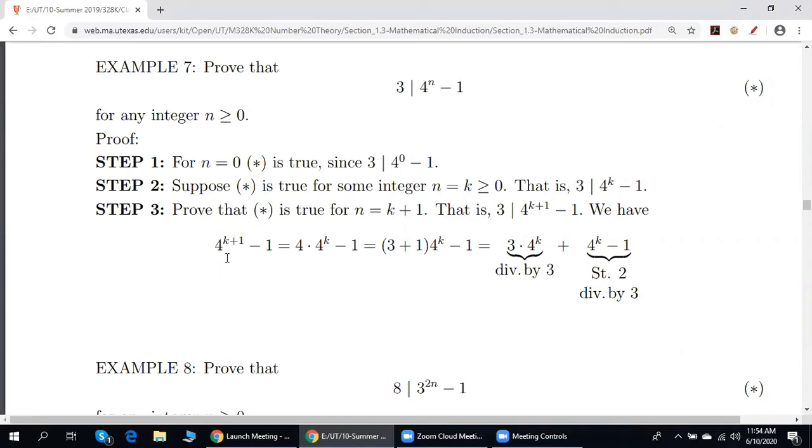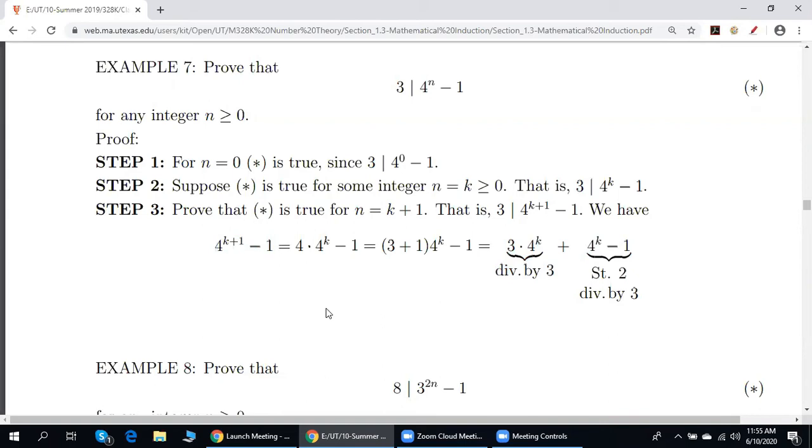Here's an idea. Note that 4 to k plus 1 can be written as 4 times 4 to k's power. Note that 4 is 3 plus 1. Now let us expand parentheses. 3 times 4 to k's power. It's over here. 1 times 4 to k's power is just 4 to k's power. And now, this term is obviously divisible by 3 because it is of the form 3 times integer. This term is divisible by 3 by step 2. Since this is divisible by 3 and this is divisible by 3, the whole thing is divisible by 3, and therefore this is divisible by 3.